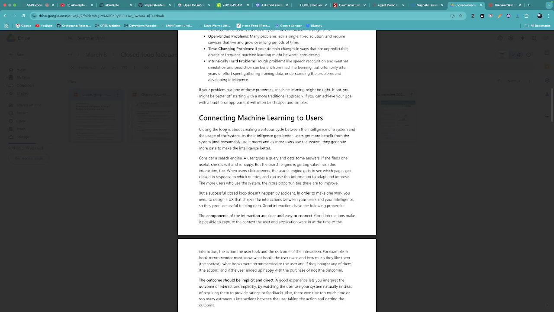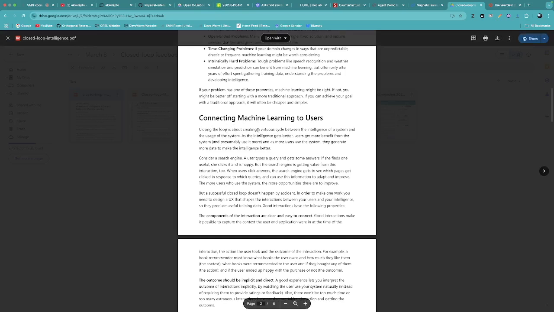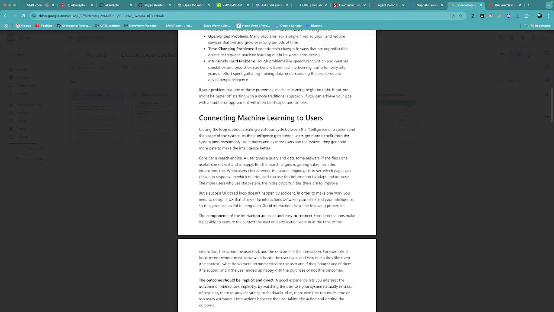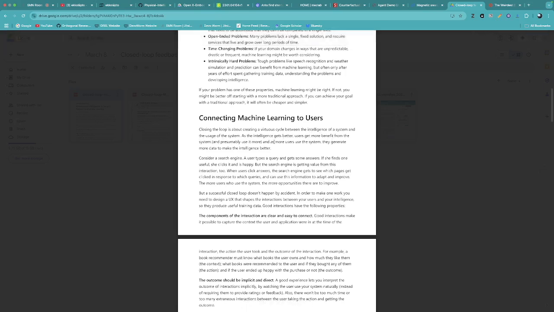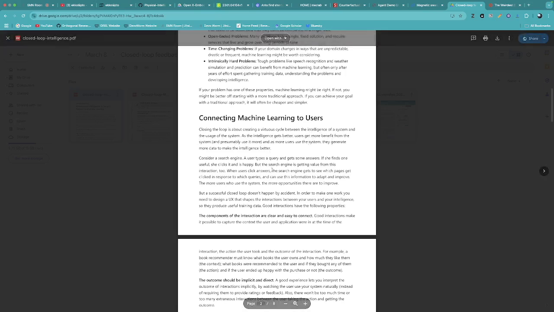But this idea of closed loop feedback is about closing the loop in different contexts of applying machine learning. So closing the loop is about creating a virtuous cycle between the intelligence of a system and the usage of a system. As the intelligence gets better, users get more benefit from the system and presumably use it more. And as more users use the system, they generate more data to make the intelligence better.